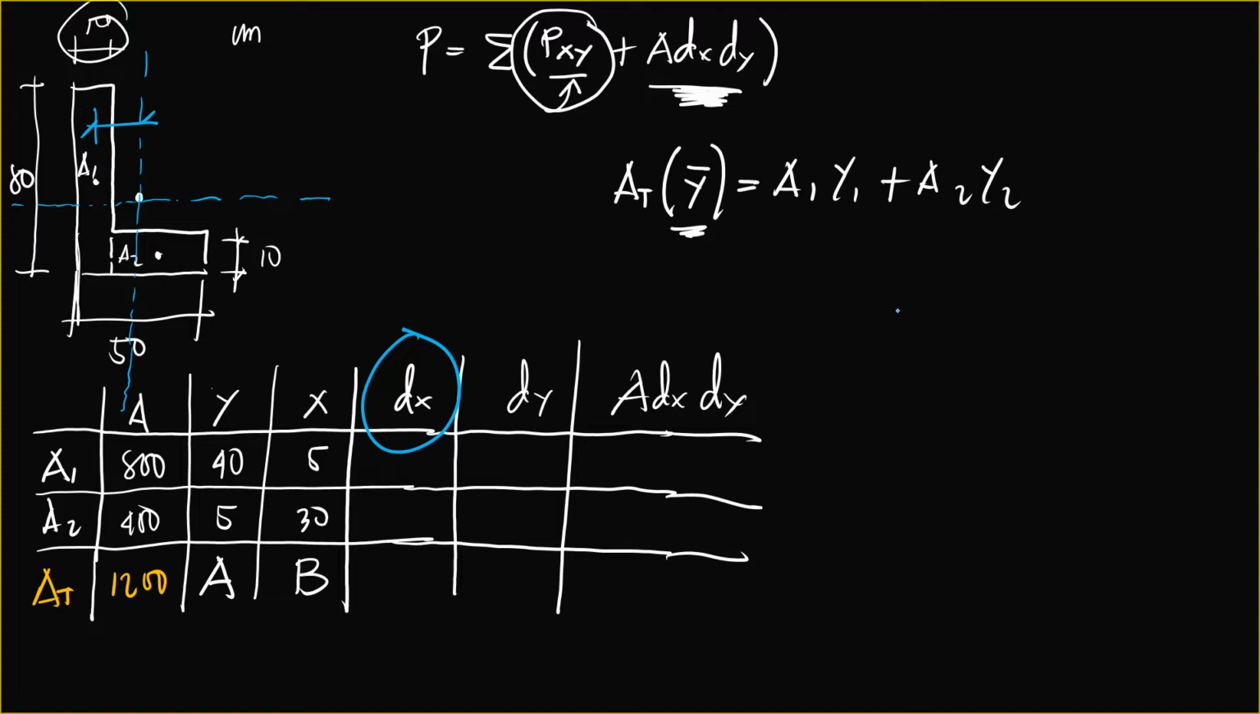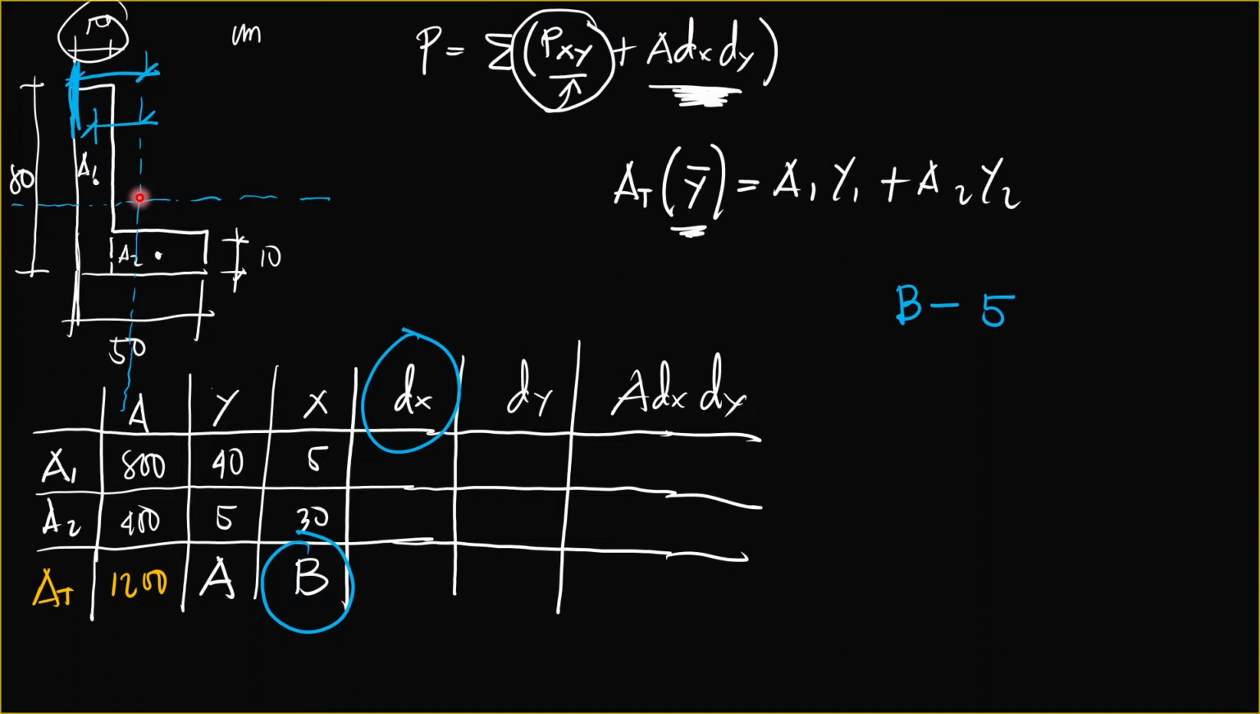We take the value of B minus 5. The value of B is the distance from our reference axis earlier. B is the distance from the centroid of the composite shape to the reference y-axis. A, on the other hand, is the distance from the reference x-axis to the centroid.